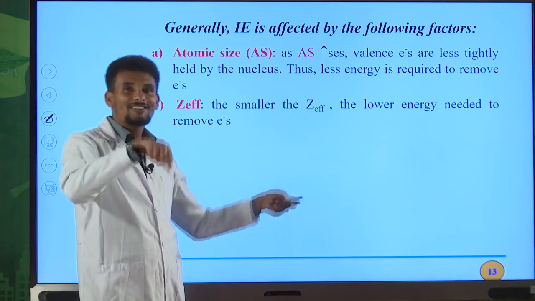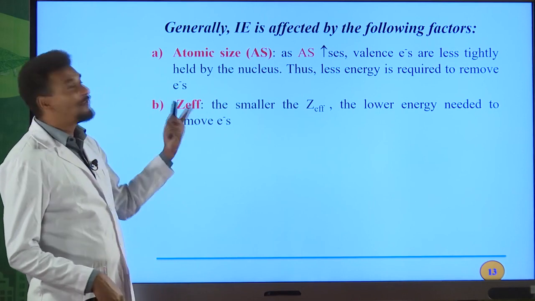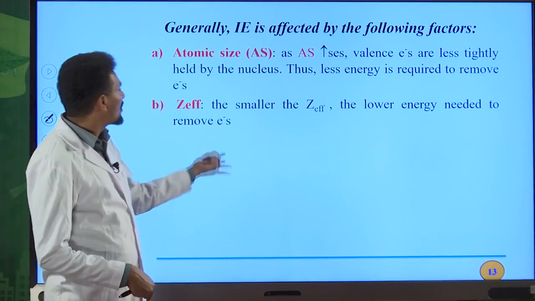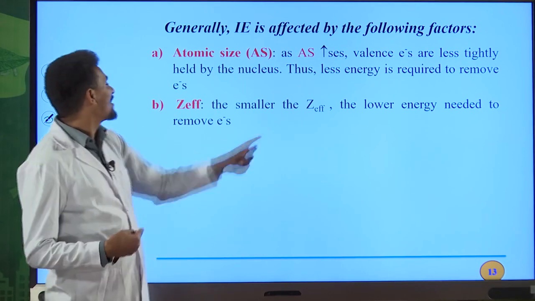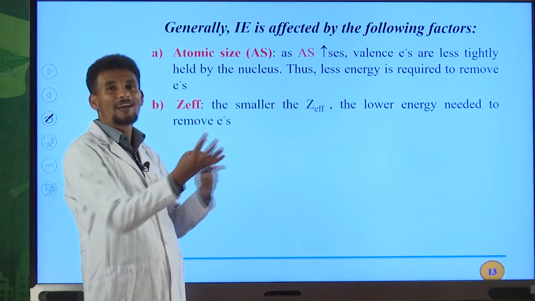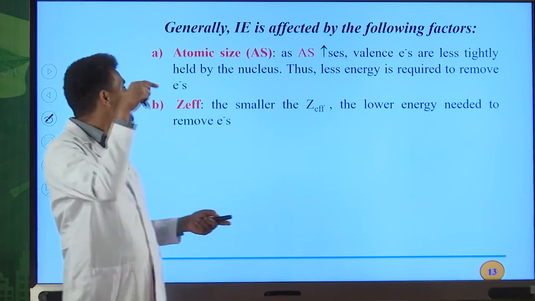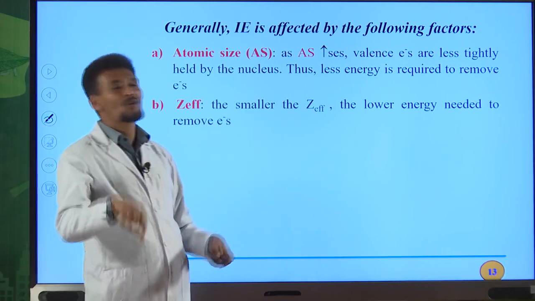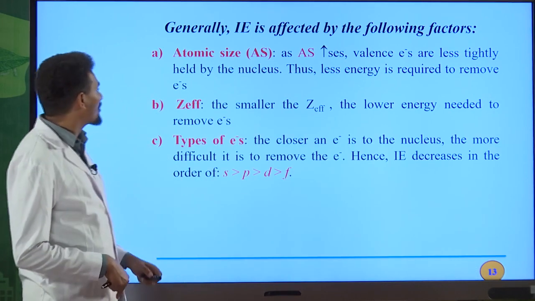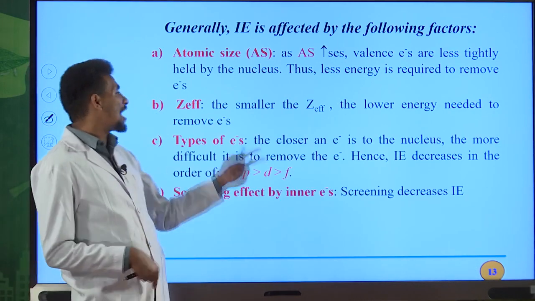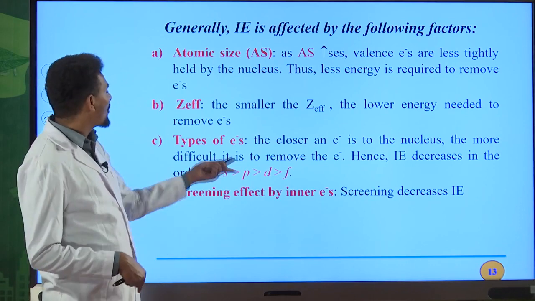So ionization energy decreases. The second factor is Z effective, the effective nuclear charge. The smaller the Z effective, the lower the energy needed to remove an electron. So they are directly proportional. As Z effective decreases, ionization energy also decreases. So Z effective is another factor that affects ionization energy. The third one is the type of electron. You are familiar with this one.